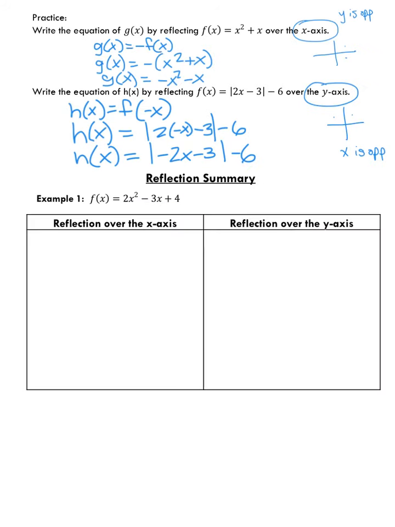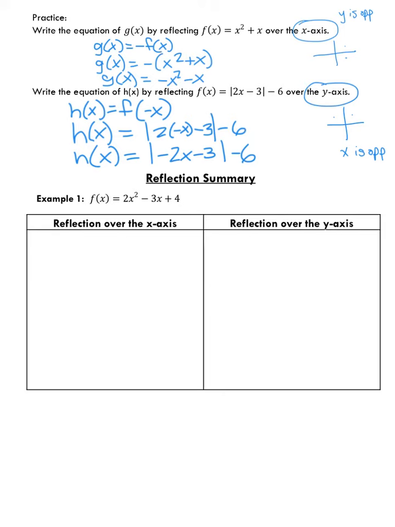Okay, 2 more examples. We've got a quadratic function here, 2x squared minus 3x plus 4. Let's reflect this function f of x over the x-axis. Let's reflect it over the y-axis. And right now, we're not looking at the graph. We're just looking at this strictly algebraically.